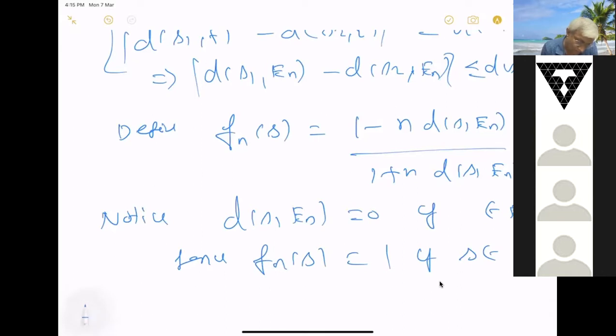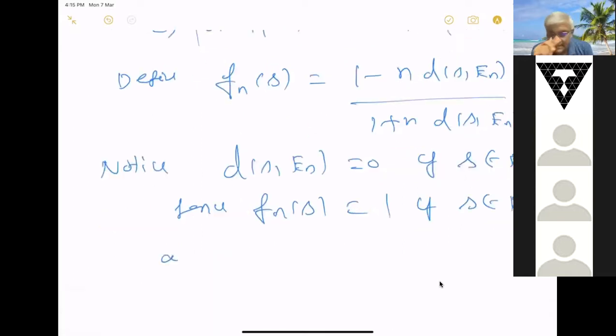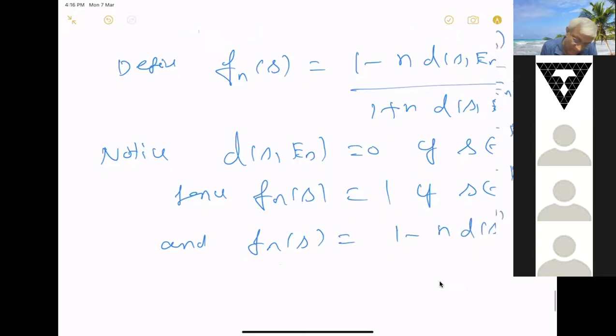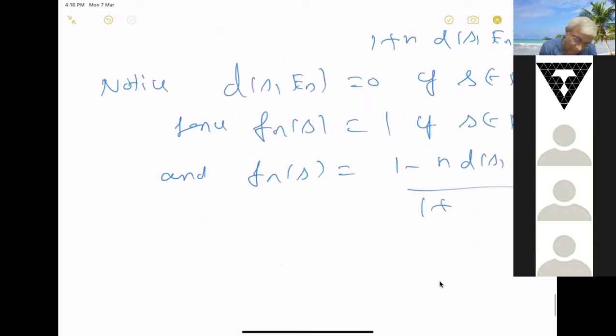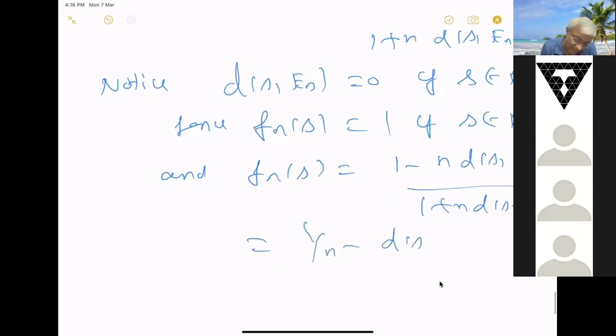And so this distance function is 0 only if s is in that closed set. If it is not in the closed set, then that is strictly not equal to 0. So F_n(s) equals (1 minus n d(s, E_n)) over (1 plus n d(s, E_n)), where d(s, E_n) is not equal to 0, which is equal to (1/n minus d(s, E_n)) over (1/n plus d(s, E_n)).